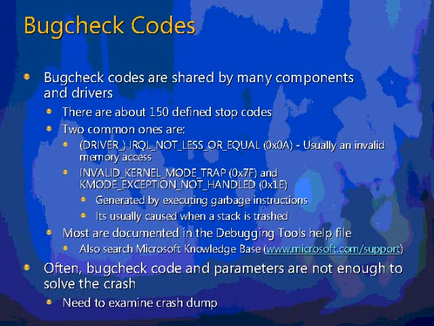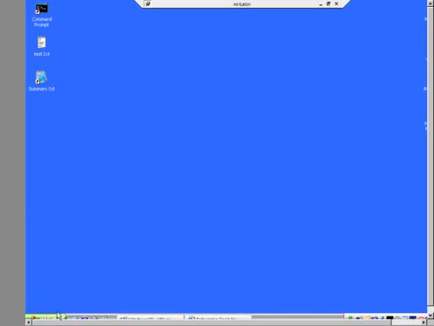So in order to analyze a crash, you need to get the system to generate what's called the crash dump, which is a copy of some or all of physical memory. And Windows has a few different crash dump options. I'm going to switch over to the laptop to show you that dialog box.